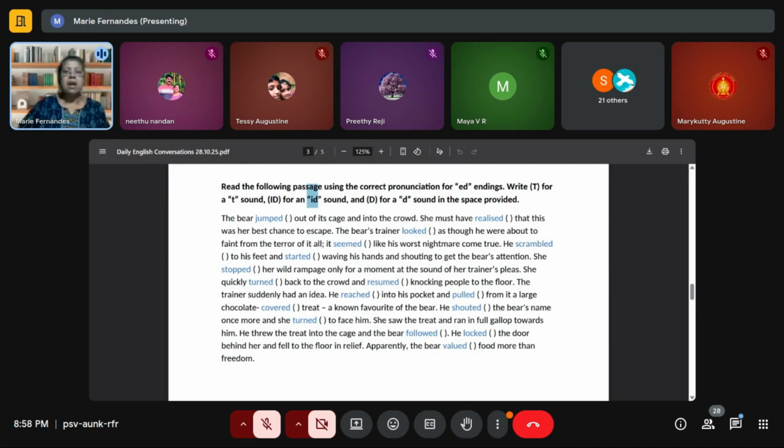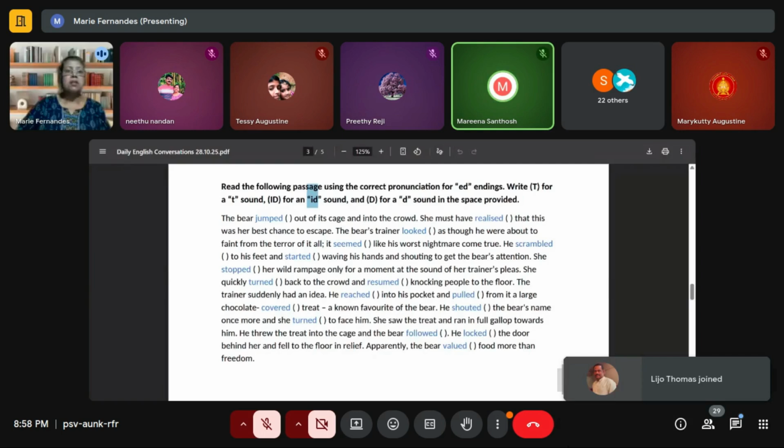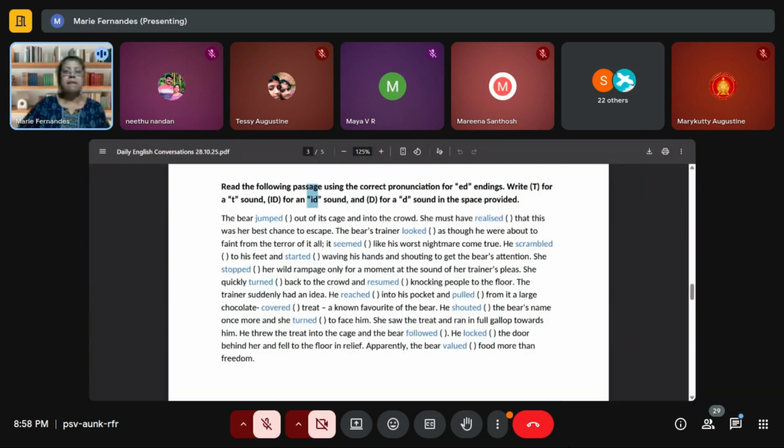And the bear followed. Followed. Very good. He locked the door behind her. Yeah, very good. Apparently, the bear valued food. Valued. Very good.